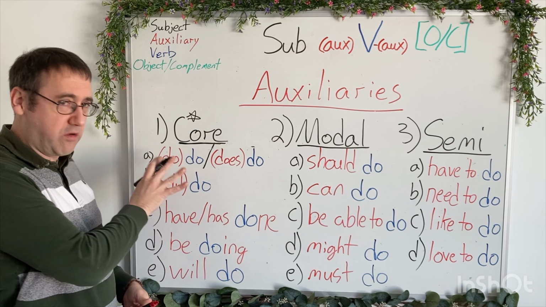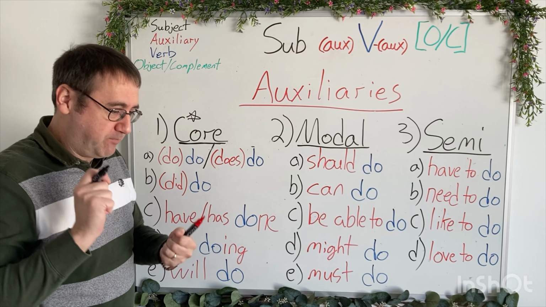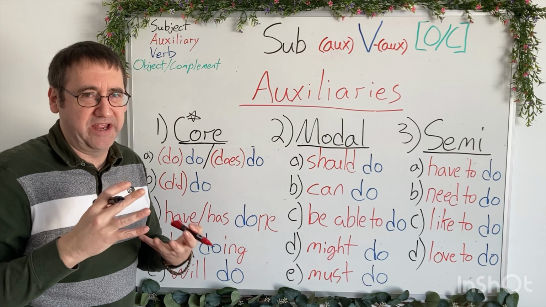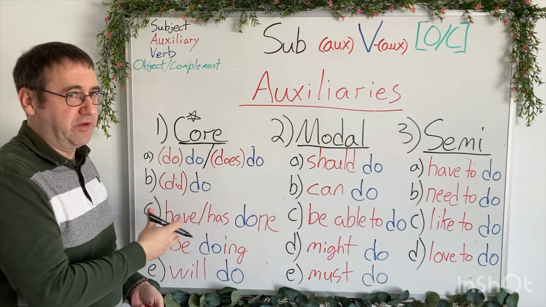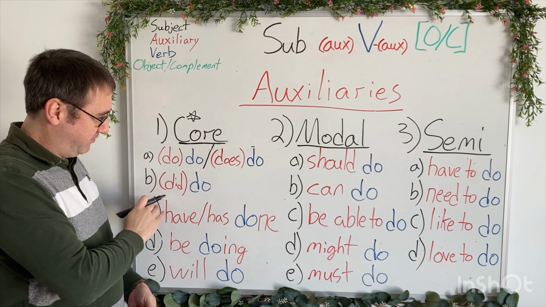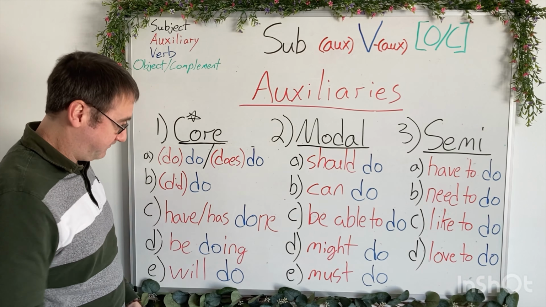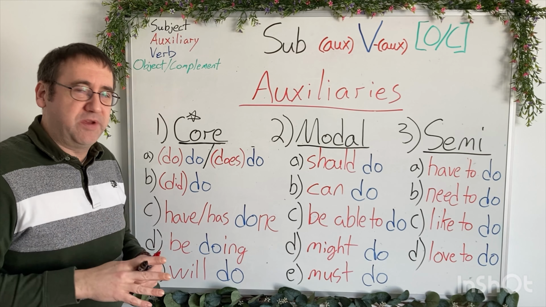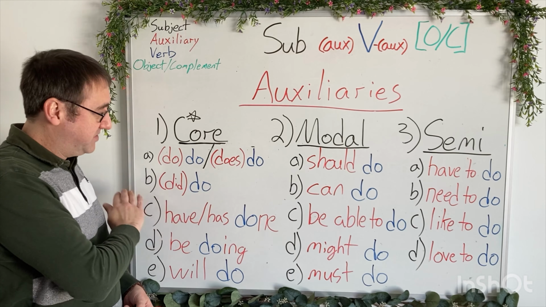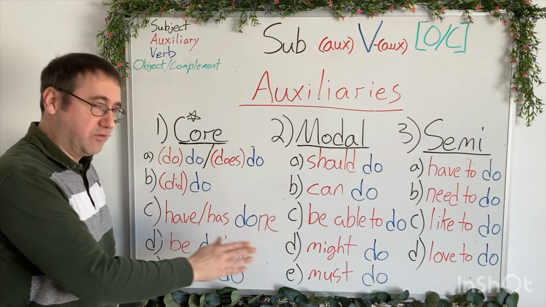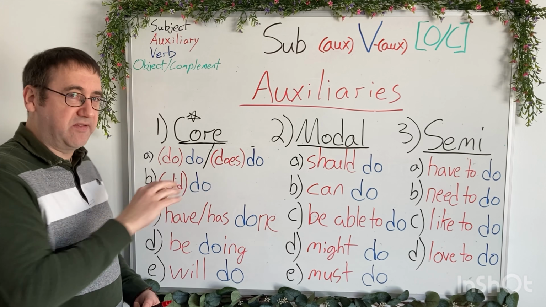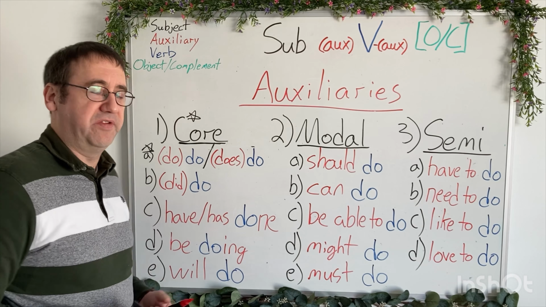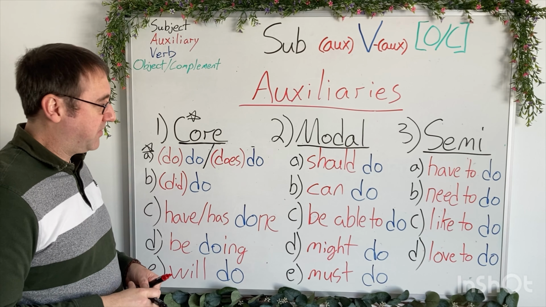So first of all, the core auxiliaries are the main auxiliaries in English, the main grammar in English. This would be familiar to you as words like simple present, simple past, present perfect, present continuous, and future. But you don't really need to know those words because you can just think of them as do, does do, did do, have done, be doing, and will do. Okay, and we'll look at these more closely. In the next video, we're going to be looking at do and does do very closely, and what they do and how they work.